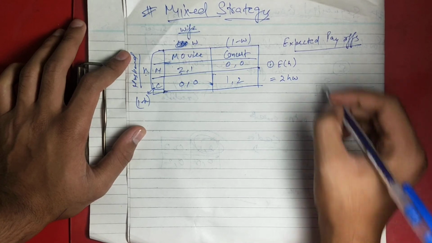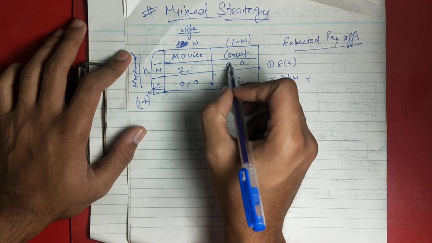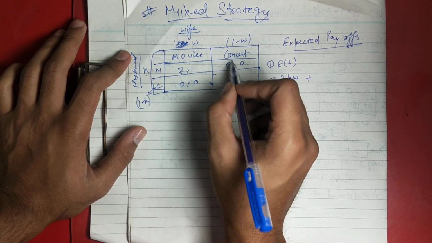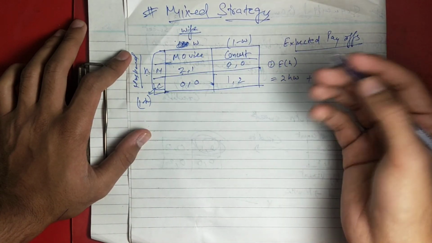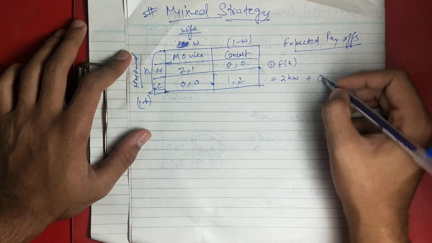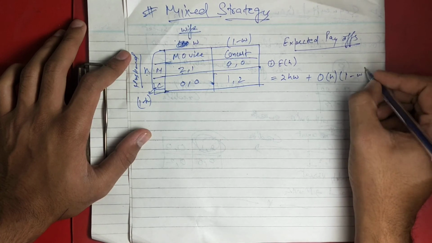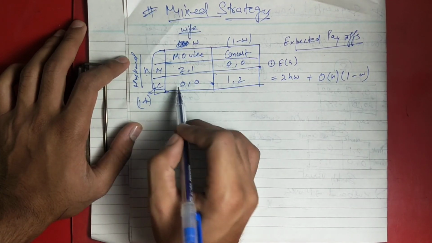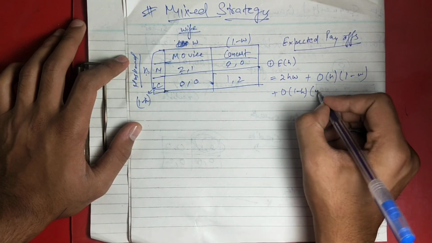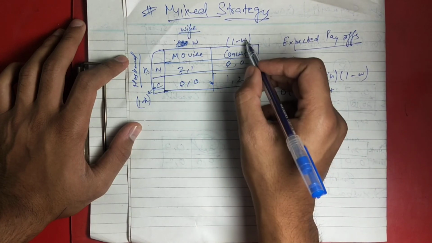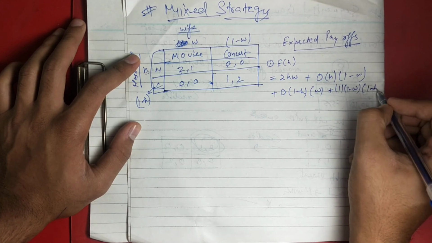2HW. Okay. Now the second one, we go to the concert. 4 will come. So the second one, we go to the concert: it's 0 into H, and for the wife it is 1 minus W. We have to consider both, because we have to maximize the expected payoffs. So 0 into H into 1 minus W. Similarly, it will be 0 into 1 minus H into W, plus 0 into 1 minus H into W, plus the last is 1 into 1 minus W into 1 minus H.